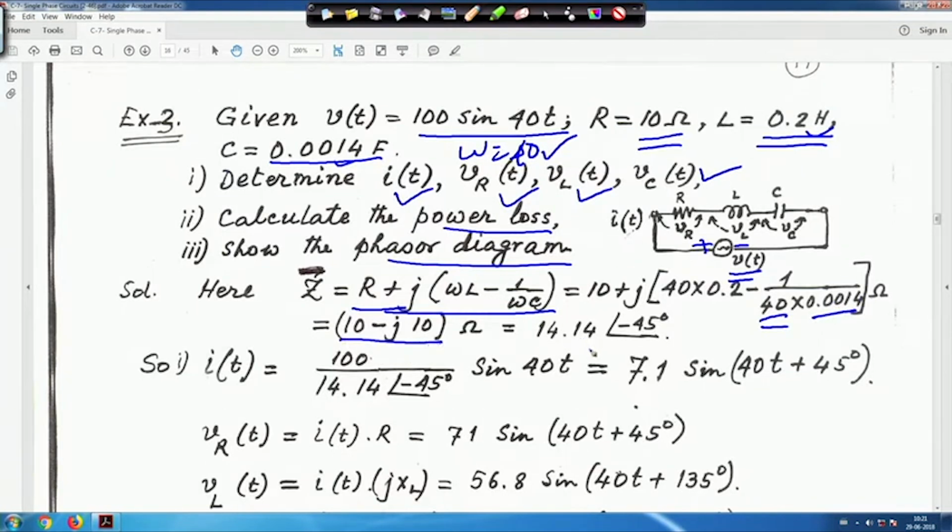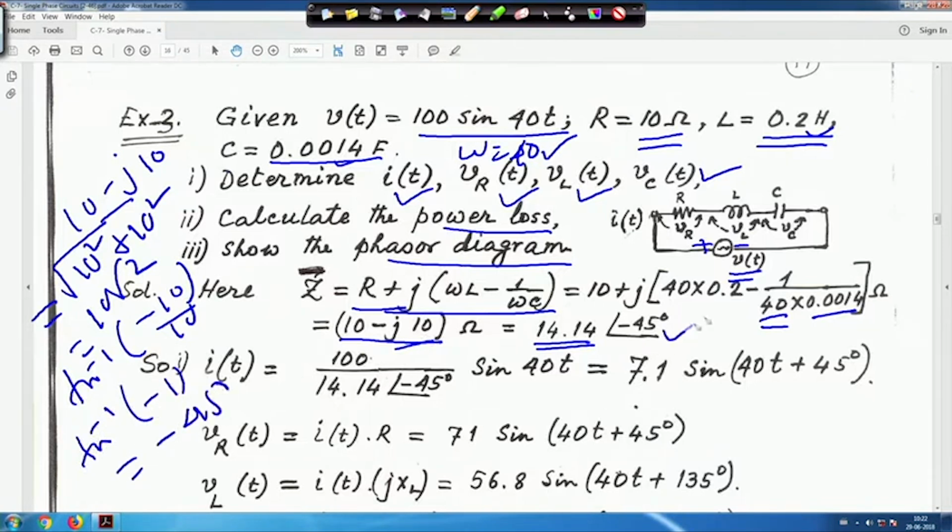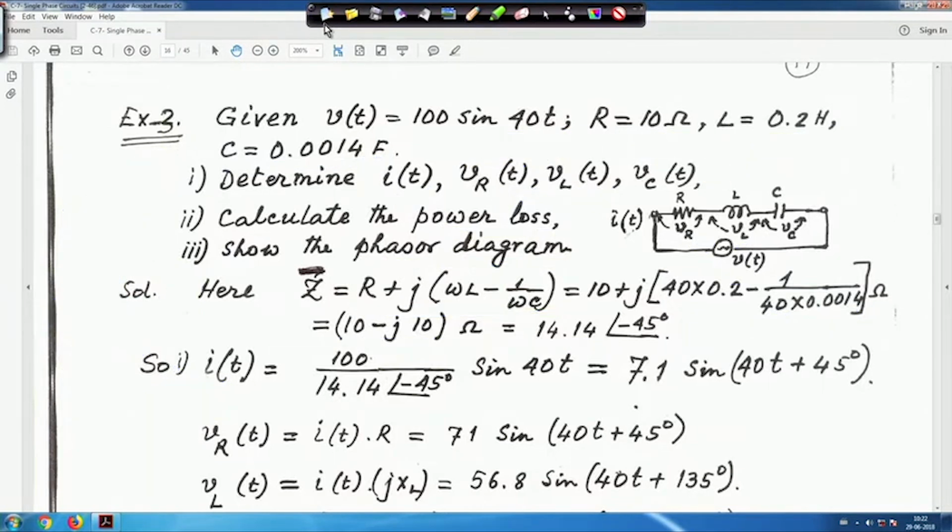So, 14.14 angle minus 45 degree because it is 10 minus J 10. So, it is root over 10 square plus 10 square, the magnitude, and that is equal to 10 root 2. So, 10 root 2 will be 14.14 and angle will be tan inverse minus 10 by 10 because it is 10 minus J 10. So, it is tan inverse minus 1, that is minus 45 degree, that is why this angle is minus 45 degree, right. So, let me clear it. So, this is my impedance Z.